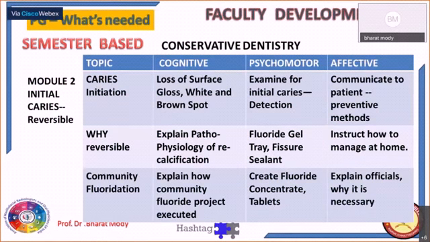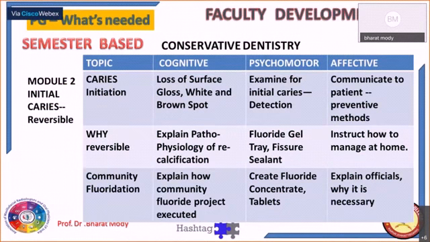Why is it reversible? You explain the pathophysiology: what happens to the calcium ion, what happens to the phosphate ion, what happens to the hydroxyl ion, how that interchange takes place with the saliva. All those things are there. And then how to create that reversible nature by giving fluoride gel application, fissure sealant. You can instruct the patient how to do it at home. Community fluoridation will be there.